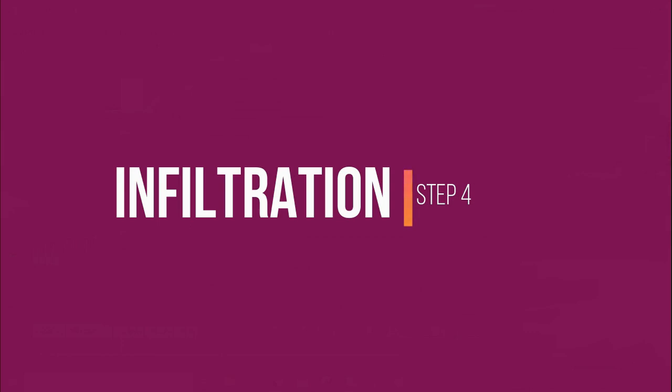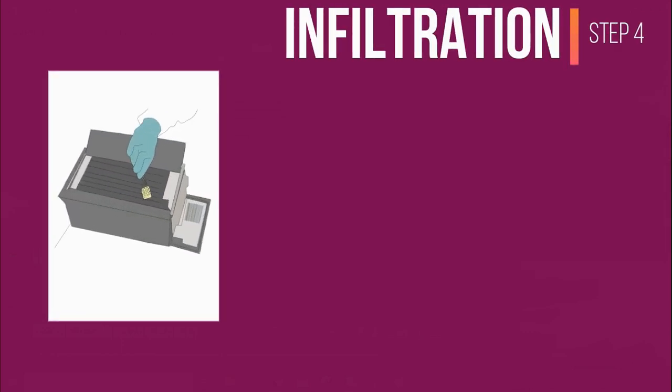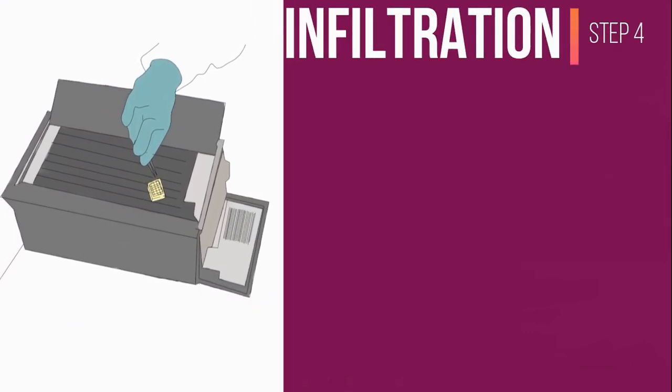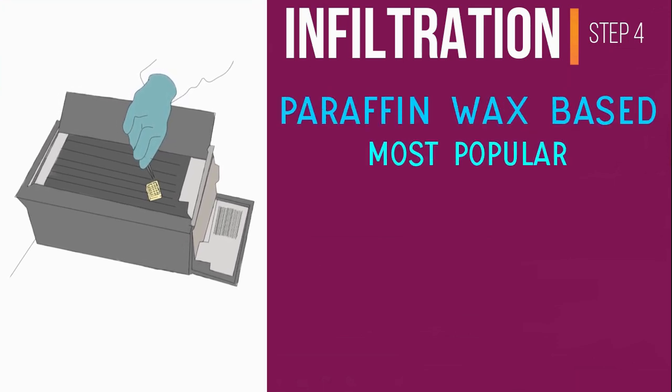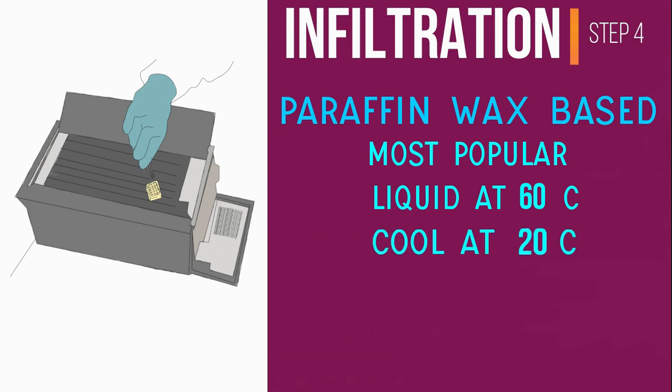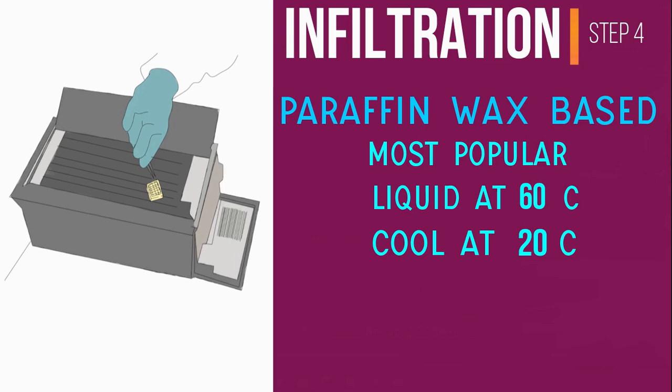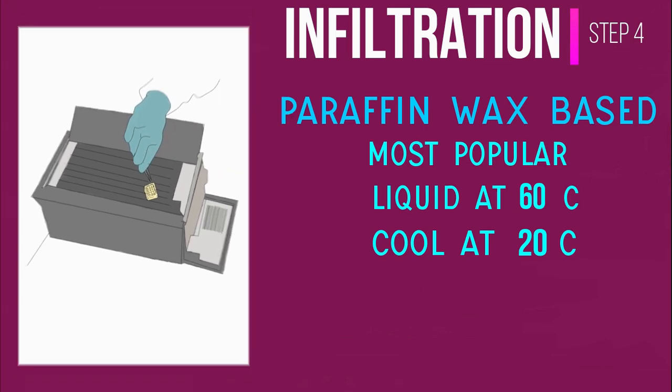After clearing, the tissue can now be infiltrated with a suitable histological wax. Over many years, the paraffin wax-based histological waxes have been the most popular. A typical wax is liquid at 60 degrees Celsius and can be infiltrated into tissue at this temperature, then allowed to cool to 20 degrees Celsius where it solidifies to a consistency that allows sections to be consistently cut.